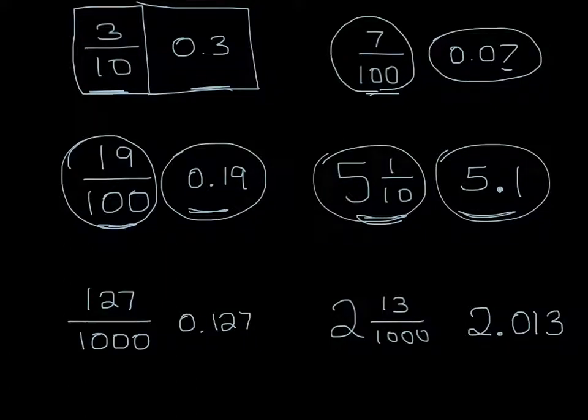Now these ones are a little bit easier, and the reason is because these fractions have denominators of 10, 100, or 1,000. Decimals are out of 10, out of 100, out of 1,000. So these ones are easier, but let's look at some harder ones.